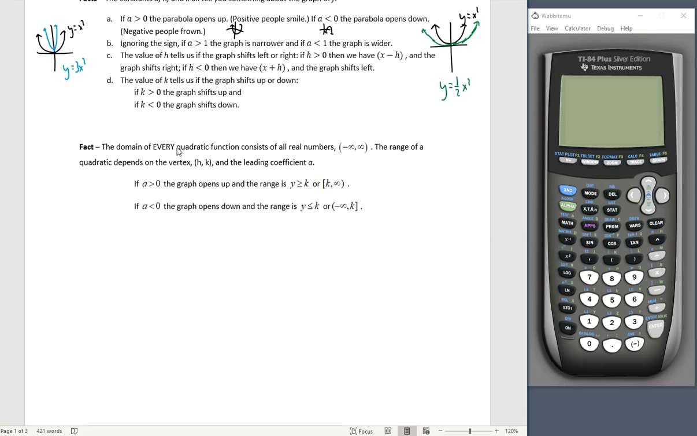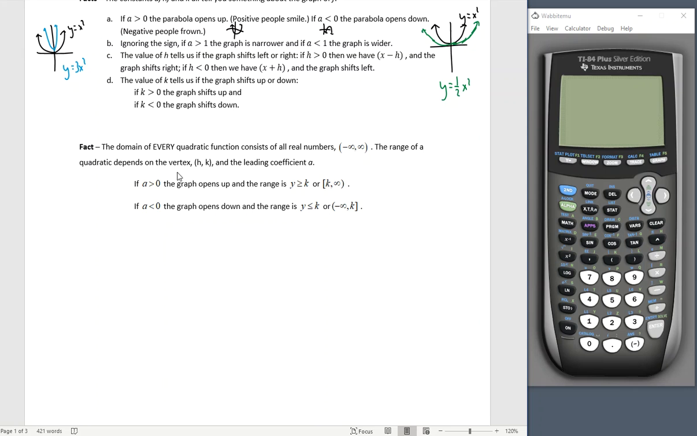The fact is that the domain of every quadratic function consists of all real numbers. I could give you this question 1,000 times and it's never going to change. I could write down a million different quadratics. I couldn't, actually, my hand would hurt. Whether I was typing or writing, the domain of every single one of them will be all real numbers.